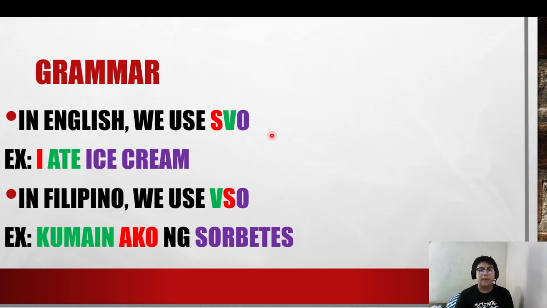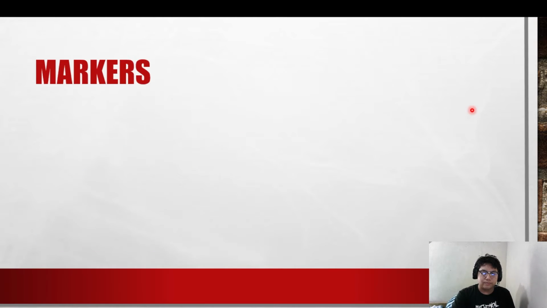Kumain ako ng sorbetes. Now, a lot of people will argue that you can use SVO pattern for this. You can. Ako ay kumain ng sorbetes. But keep in mind, not a lot of people really do that. Unless it's being taught in schools, we don't really use that in everyday life. We don't use SVO in our daily lives. Though grammatically speaking, SVO can work. But practically speaking, nobody speaks SVO. Or at least no native speaker, no natural speaker ever does that.